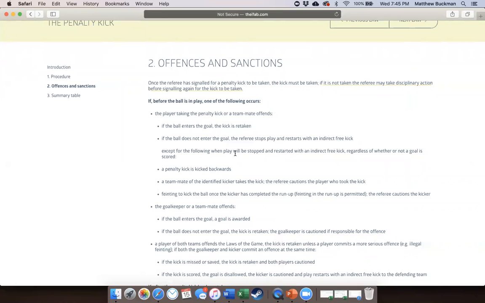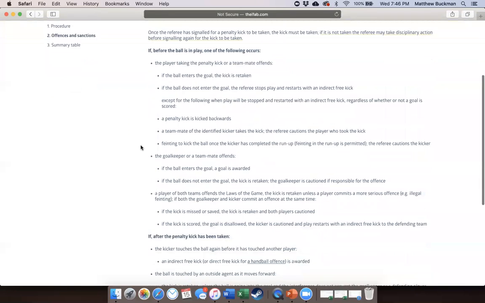Except for the following, in which case we'll restart with an indirect free kick, regardless of whether a goal is scored. Penalty kick is kicked backwards, a teammate of the identified kicker takes the kick, or feinting. So in these three scenarios, as we saw on that little chart, we give an indirect free kick regardless of the outcome of the kick. For these two scenarios up here, if the ball goes in the net, we retake the kick. If the ball does not go into the net, we start with an indirect free kick.